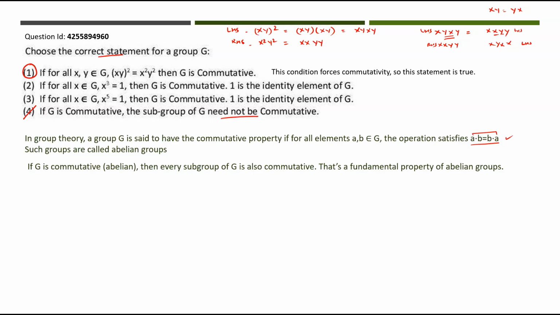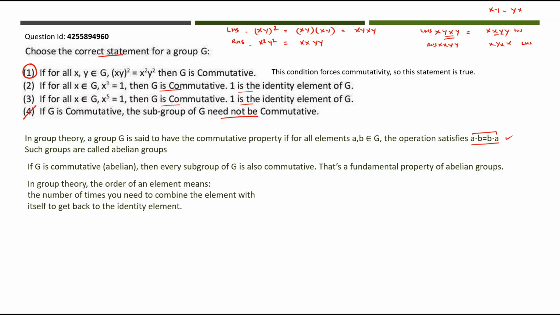Now regarding 2 and 3, x cube is equal to 1, x power 5 is equal to 1. They say 1 is the identity element of G and they have given G is commutative. We have to check whether G is commutative and whether 1 is the identity element of G. Only when both are true can this particular option turn out to be true. But we know that 2 and 3 are already false. Now we will see what is wrong with 2 and 3.